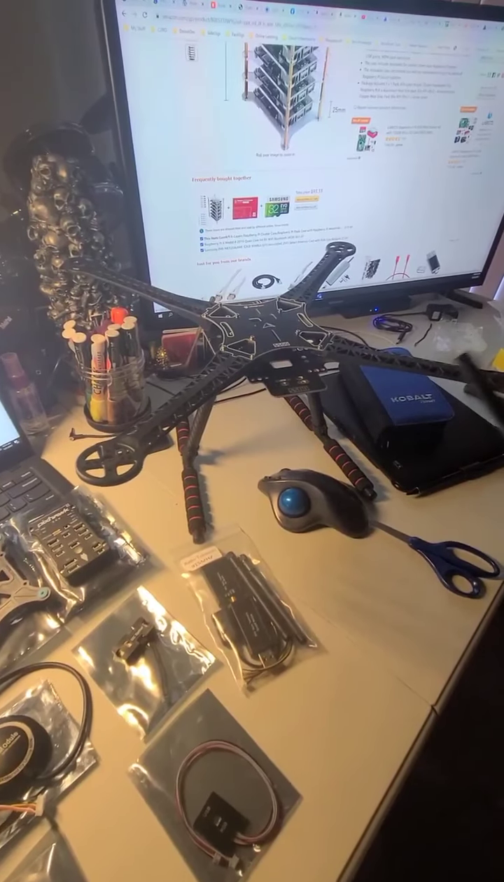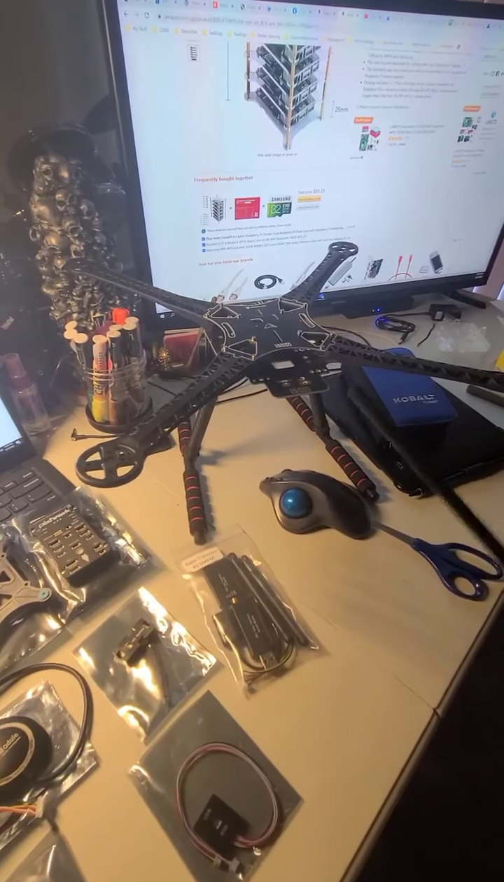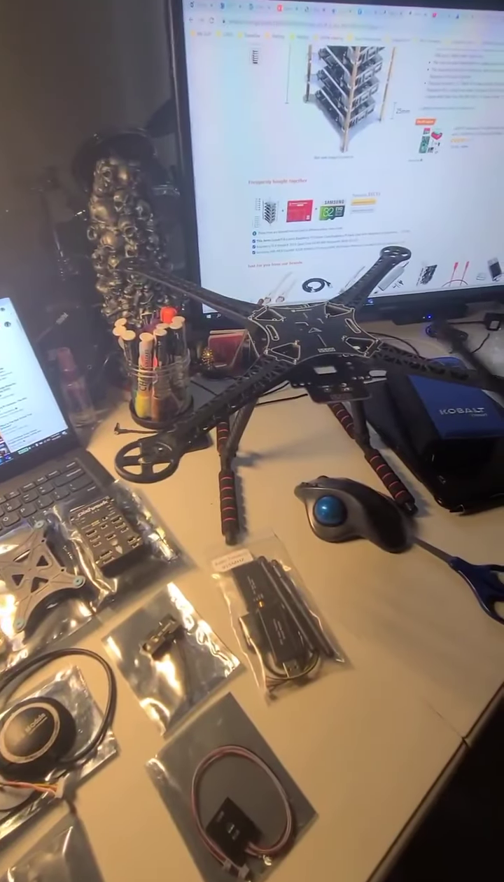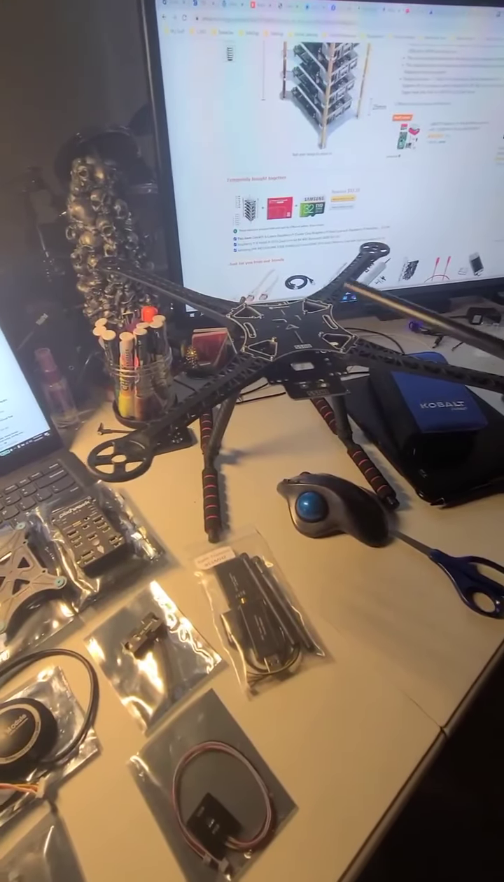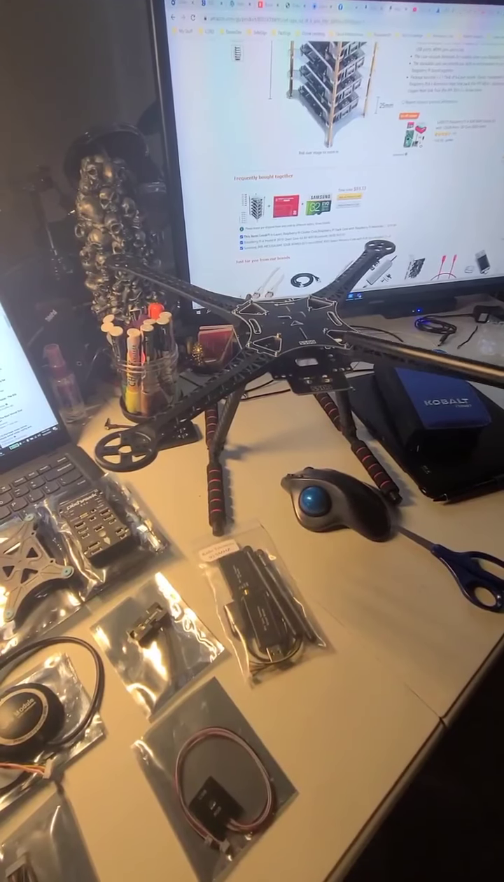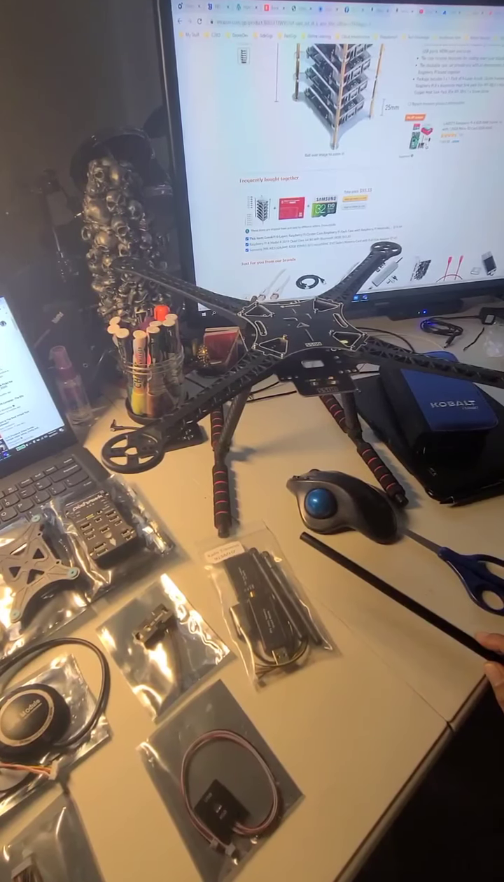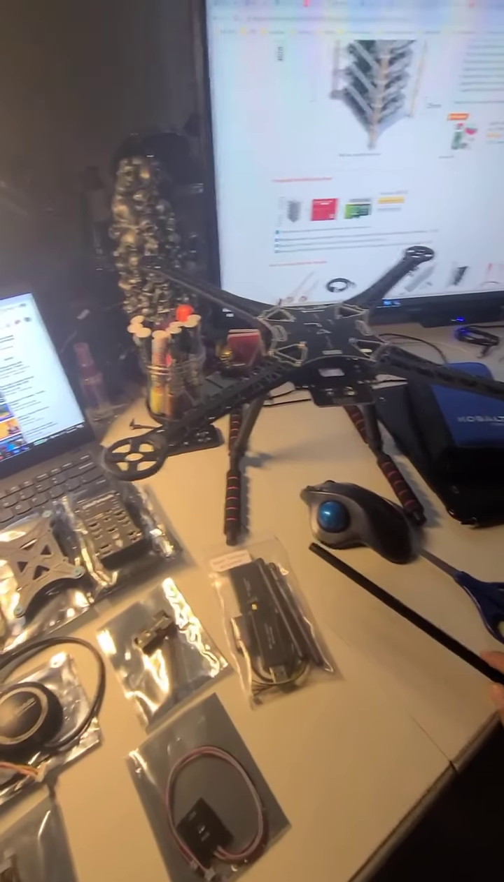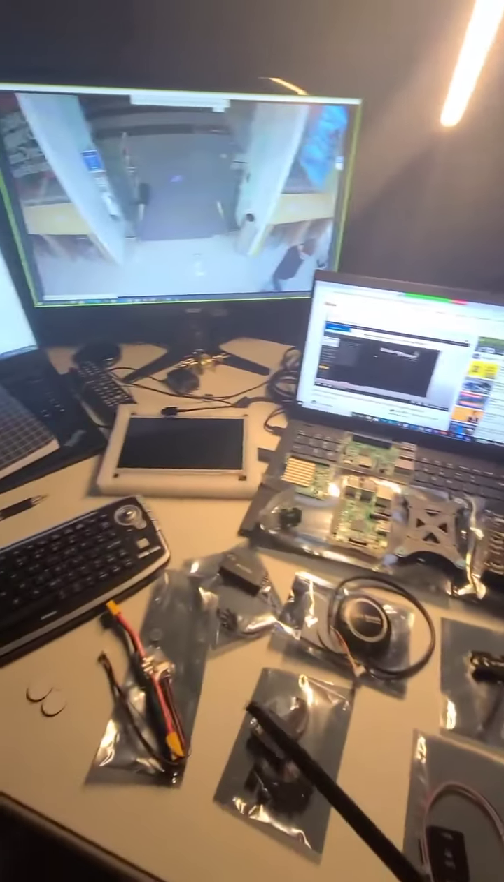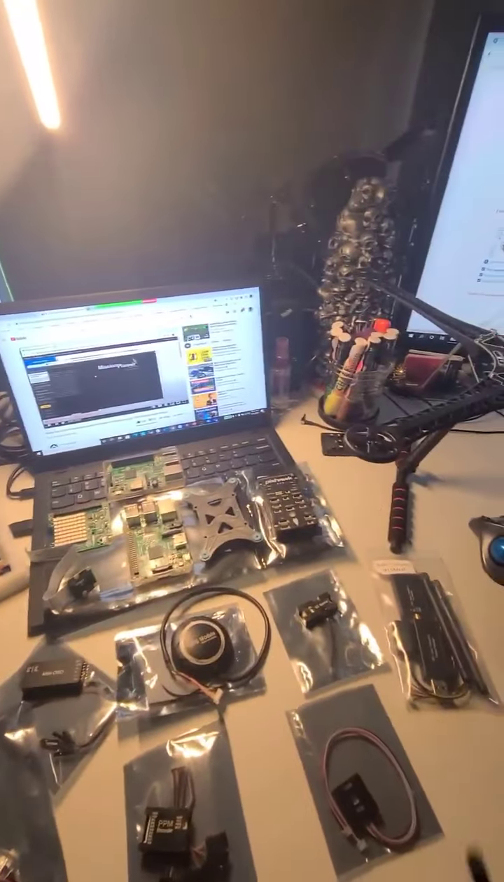But now that I'm thinking about it, as I'm starting to actually build the drone, I probably should have held off on that. So this may be coming apart real soon. So let's go on with the rest of this stuff because I got a lot of it here.